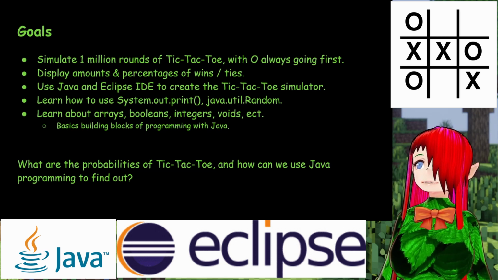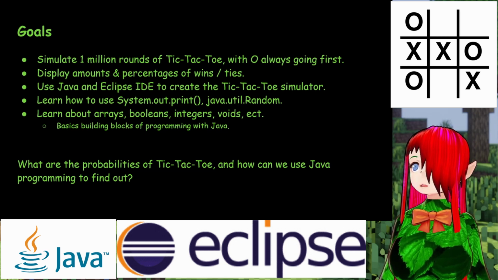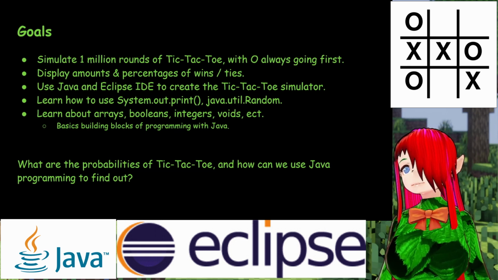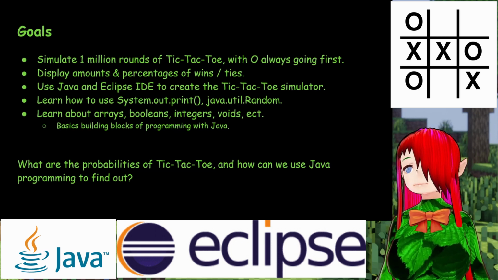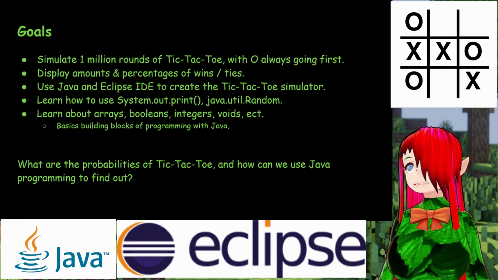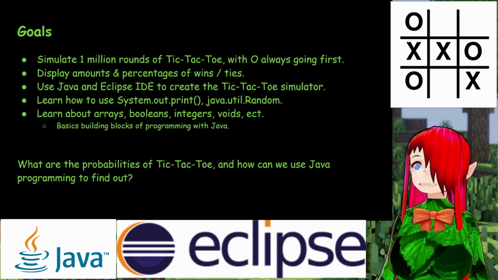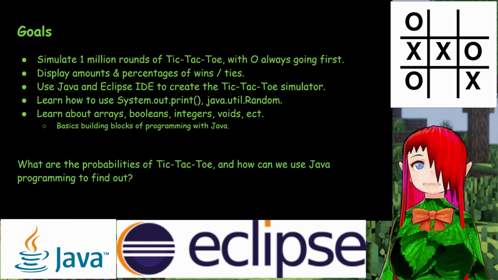And I think the main goal, or the main question we want to ask, right? This is what we want our program to answer. What are the probabilities of a tic-tac-toe game, and how can we use Java programming to find out those probabilities?